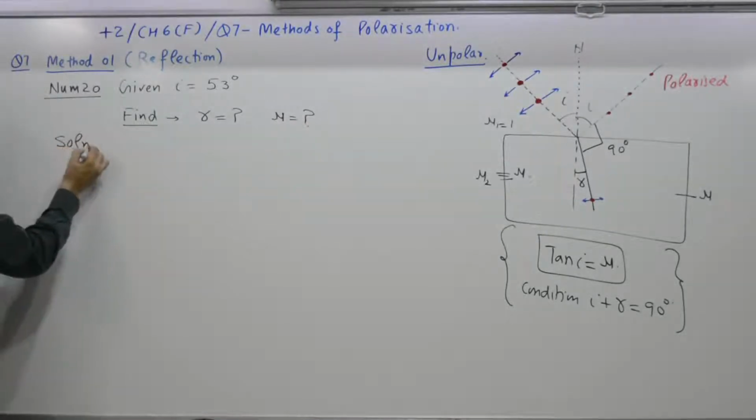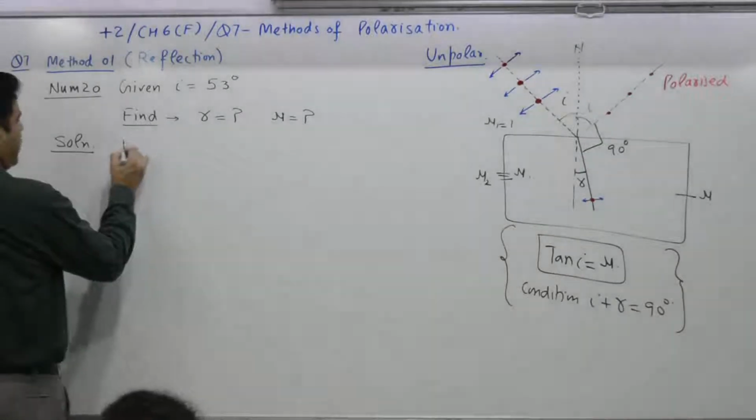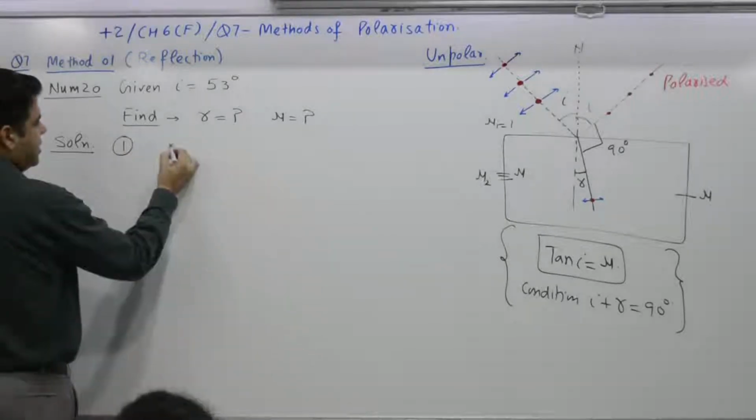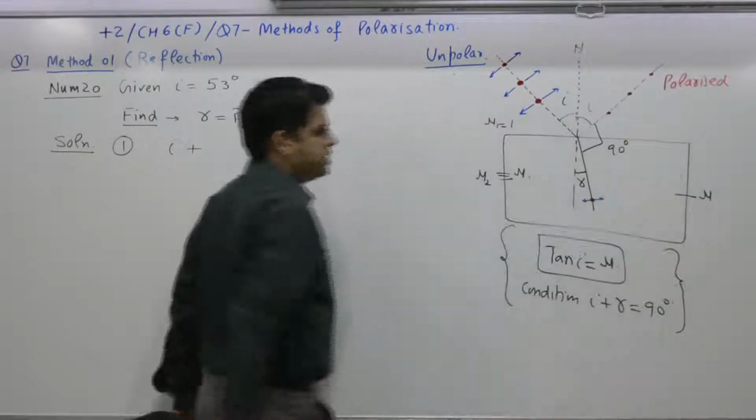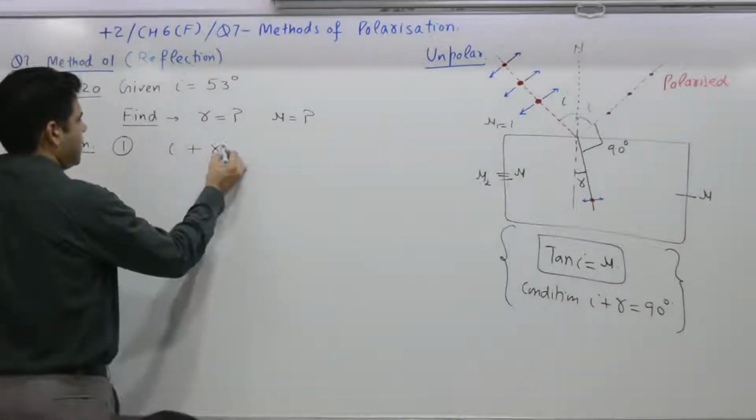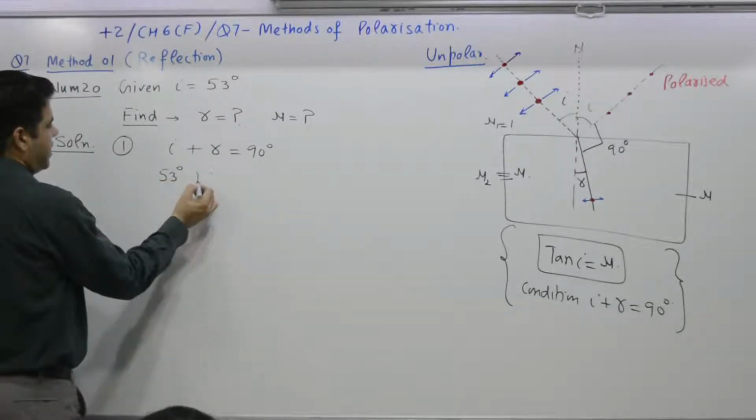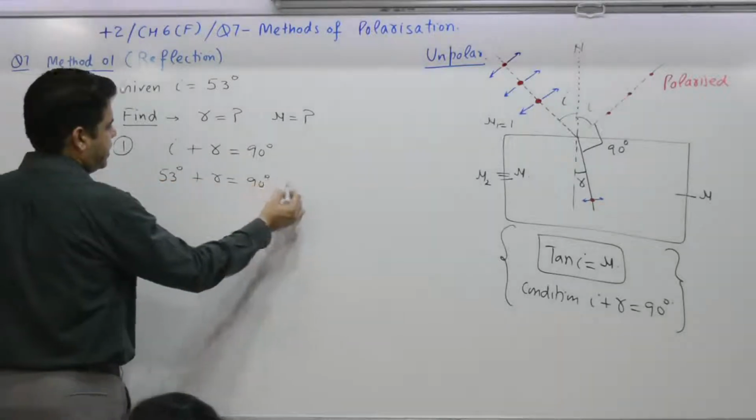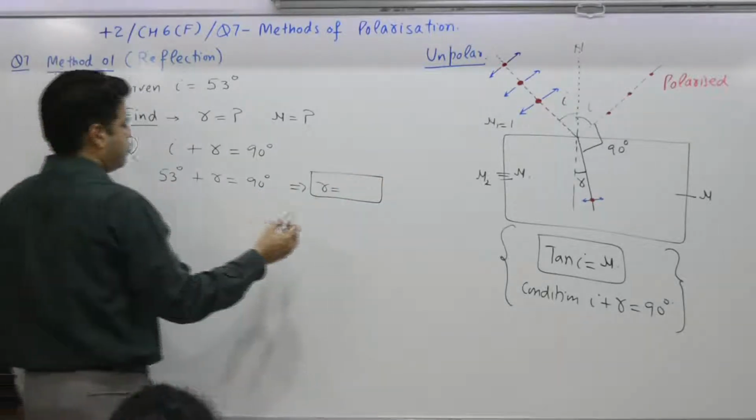2 minutes with you. Try. How to find R? The reflected light is polarized when I plus R is equal to 90 degree. I is given as 53 degree plus R is equal to 90 degree. Means what? R is equal to what? 90 minus 53.